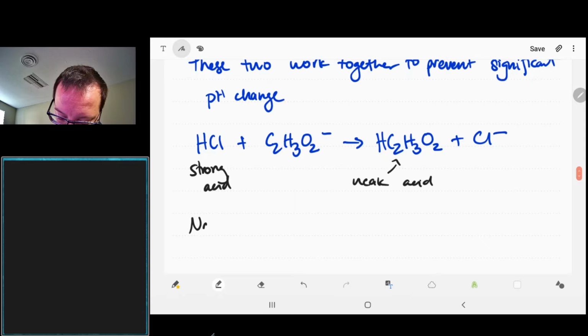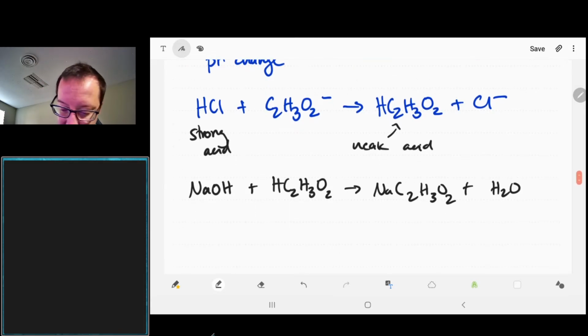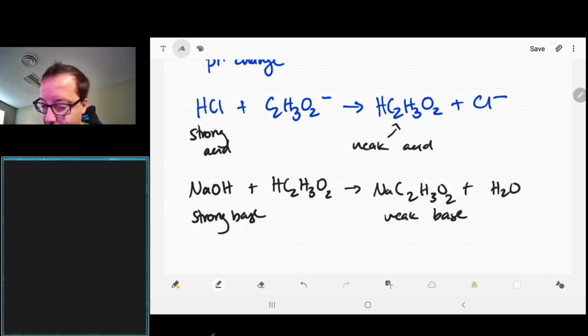And if we were to try it again with a base, we're going to see that the acid component of our buffer will be able to balance that out. So we have now a strong base that we're putting in, and what we get out is a weak base. So these components of our buffer, the acetate and acetic acid, are able to minimize any kind of damage that would be done by strong acids or strong bases.